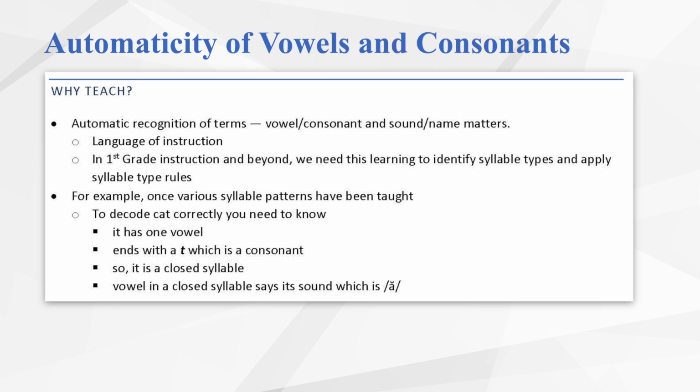If we think about syllable types, for example, more specifically a closed syllable, we know that a closed syllable has one vowel, and it ends with a consonant. So the vowel says its sound. But that's going to be quite the mystery for students entering first grade, who don't know what the one vowel might be in the word cat, and whether the T in cat is a consonant or a vowel. So even though we don't teach syllable types in kindergarten, it is important that they are aware of the terms vowel and consonant.